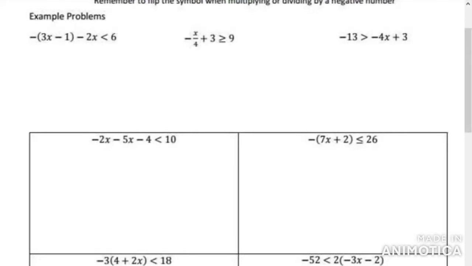So, example problem number 1. Negative 3x minus 1 minus 2x is less than 6.